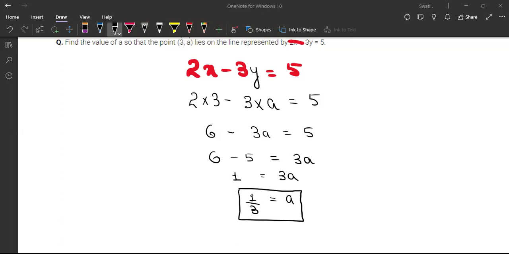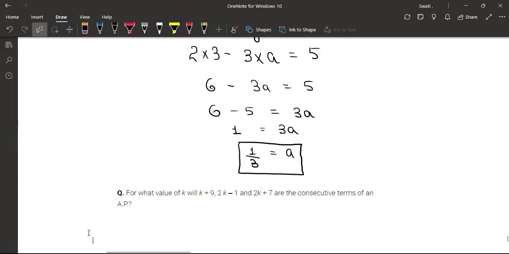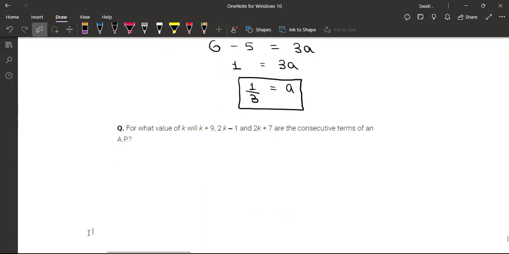And the next question is on your favorite topic. And all these questions that we are solving have come in the board exams. Okay. So the next question, I'm going to put it here. It is on AP. It says, for what value of k are k plus 9, 2k minus 1 and 2k plus 7 the consecutive terms of an AP.